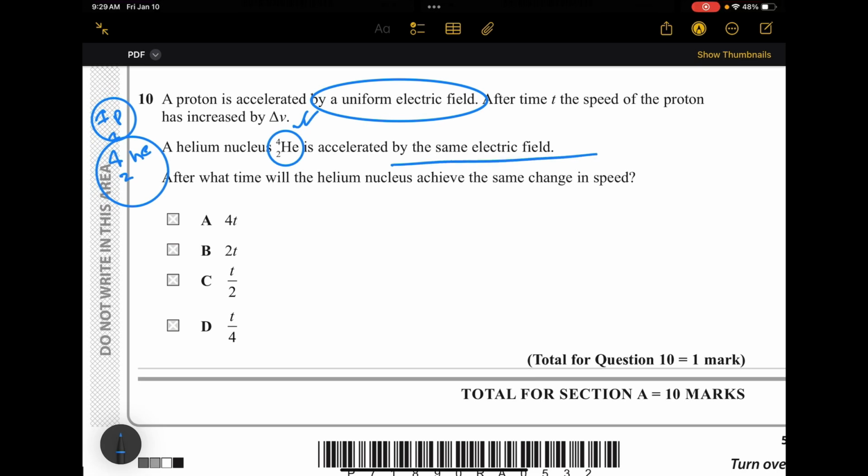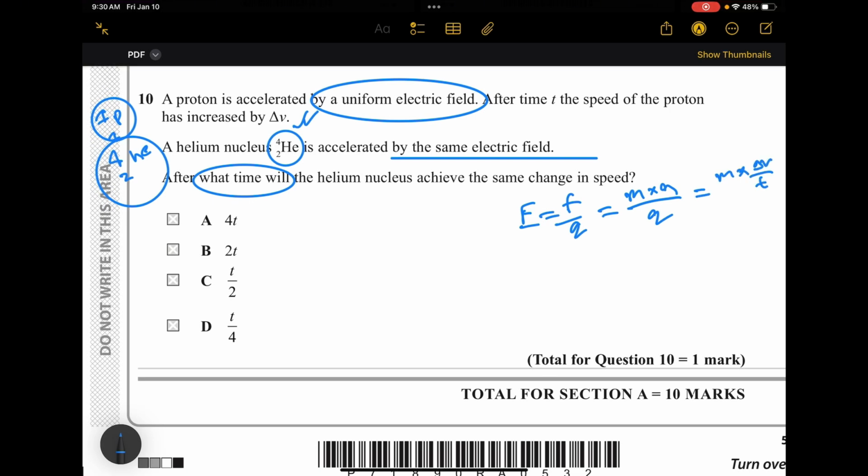It is accelerated by the same electric field, so the electric field will be uniform. After what time will the helium nucleus achieve the same change in speed? So they are asking about the time. Now we can see one thing, that we know the formula of electric field strength to be force per unit charge, right? The formula of force is mass into acceleration divided by charge, and we can also write it down as mass into del v by t divided by the charge.